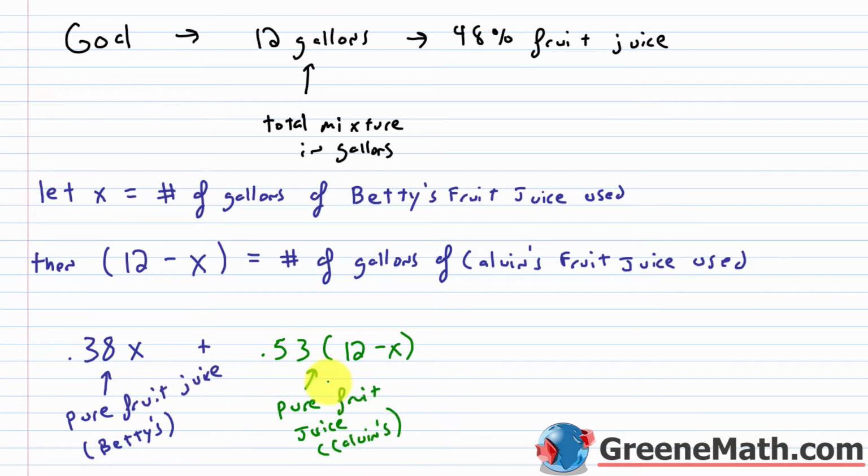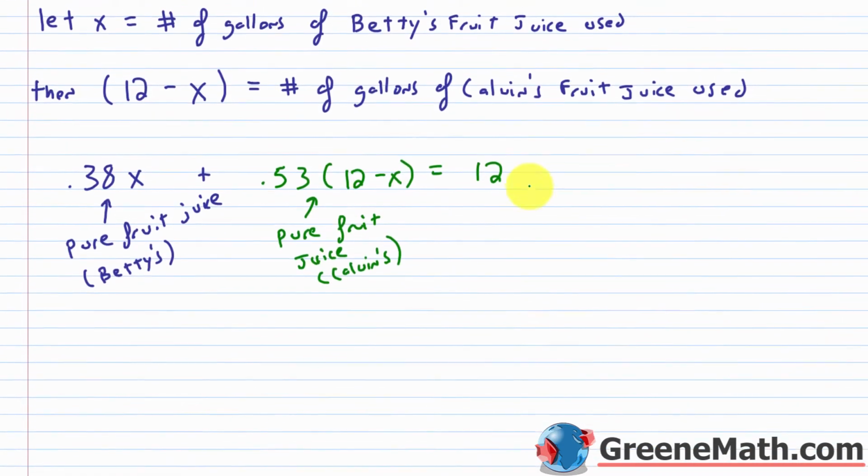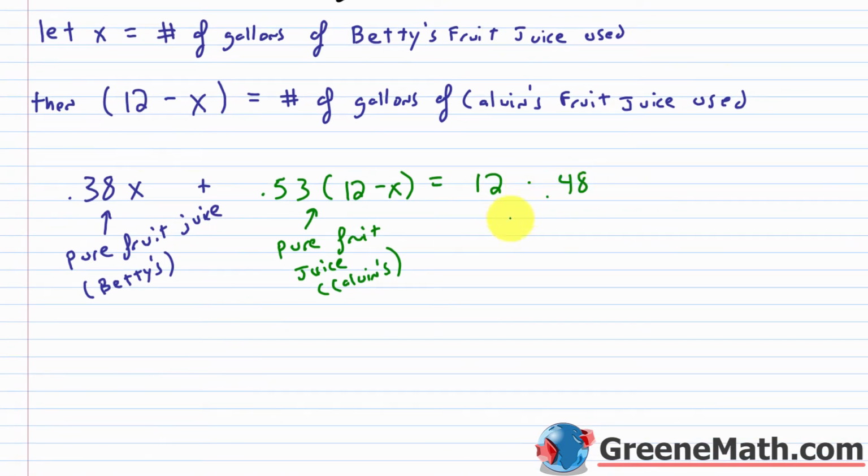If I sum these two amounts together, it's got to be equal to the amount of pure fruit juice in the end mixture. So in other words, it would be 12 times 0.48. And this is the pure fruit juice in the final mixture. Because again, the final mixture comes from these two inputs. So this has to be true.